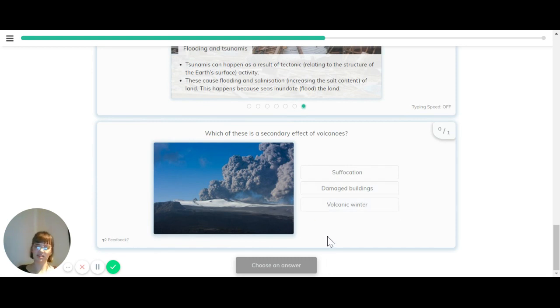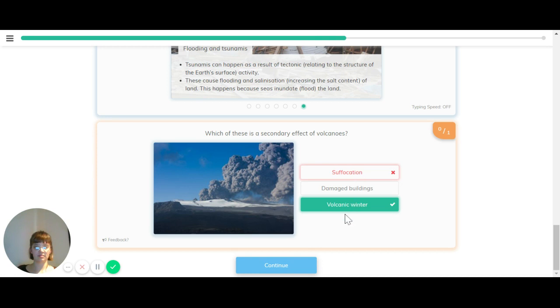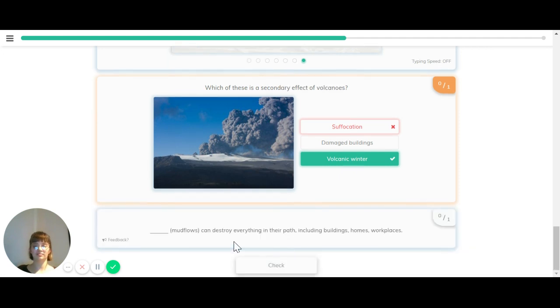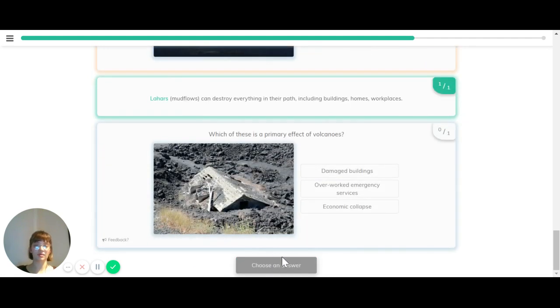Which of these is a secondary effect of volcanoes? So we've got damaged buildings, suffocation, and a volcanic winter. Suffocation and damaged buildings are primary effects, and a volcanic winter is a secondary effect. Lahars, so also known as mud flows, can destroy everything in their path, including buildings, homes, and workplaces.